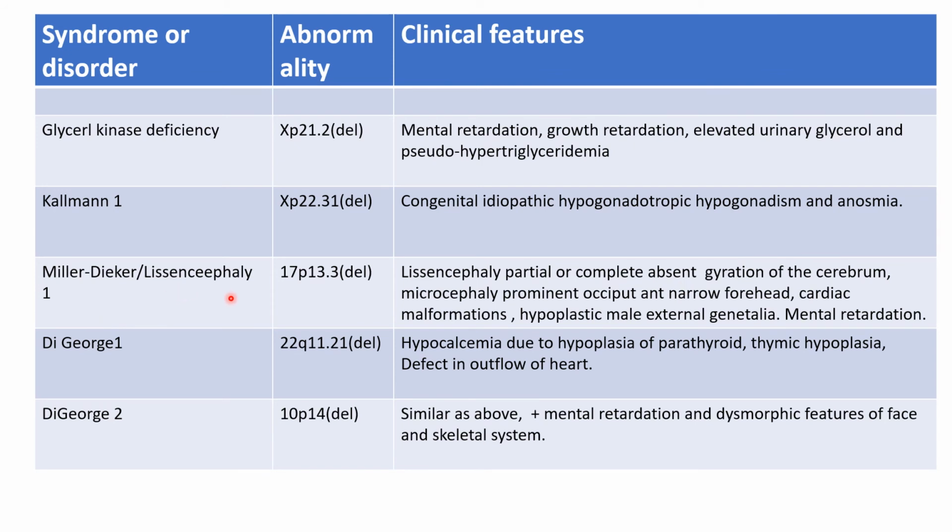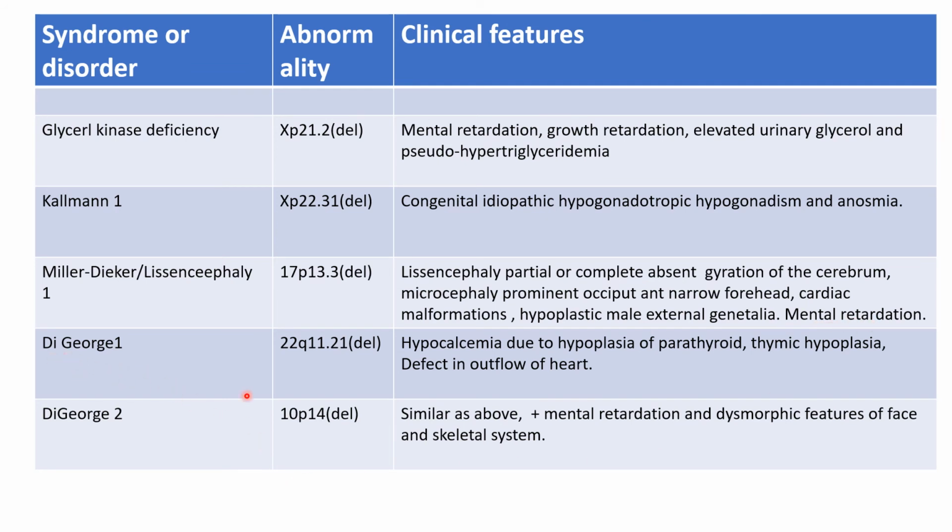Miller-Dieker syndrome or lissencephaly, where the defect is deletion in the short arm of chromosome 17 at region 1, band 3 and subband 3. With this defect, individuals present with lissencephaly, that is partial or complete absence of gyration of the cerebrum, macrocephaly, prominent occiput, narrow anterior forehead, cardiac malformations, hypoplastic male external genitalia and mental retardation.